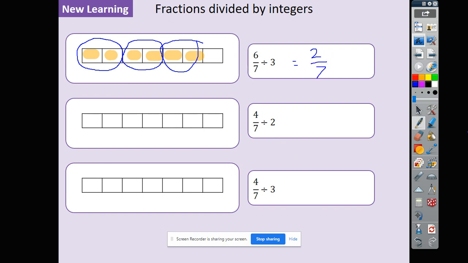Okay, now the second one. We've got 4/7. So again, the shape is split into 4 parts. I'm going to highlight 4 of them. Now we're going to divide this by 2. So if I'm dividing it by 2, I'm splitting it into 2 equal parts. So 1, 2. In each one, we can see that there is 2/7.